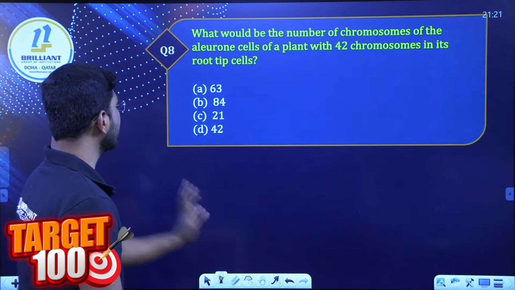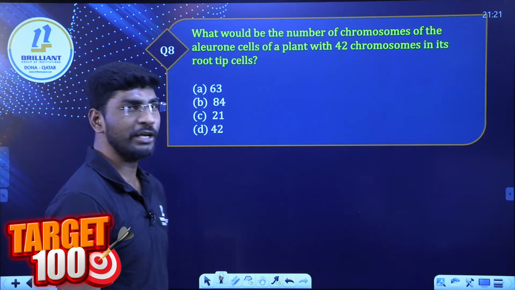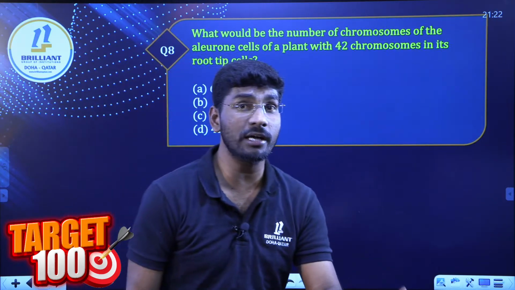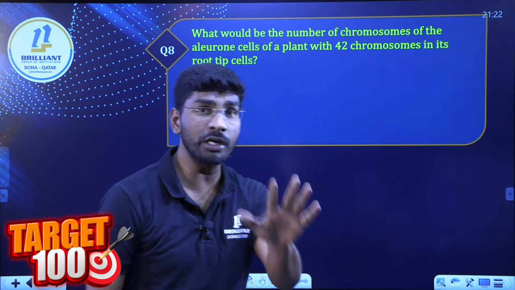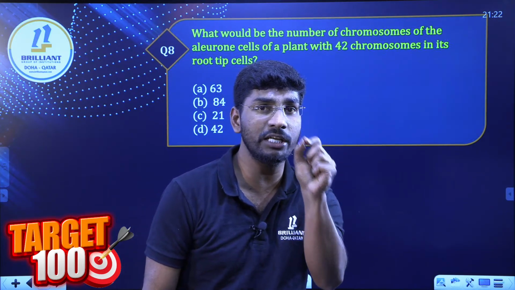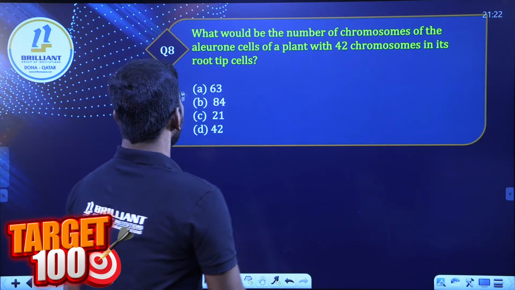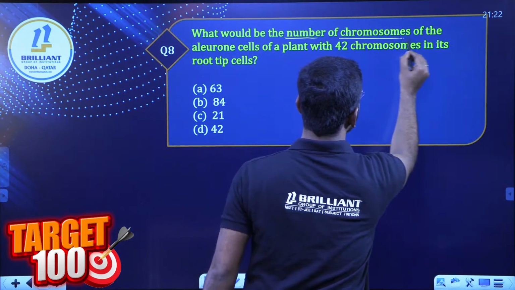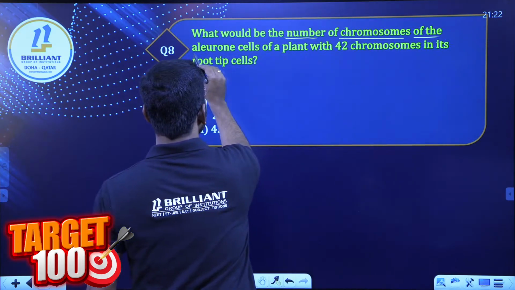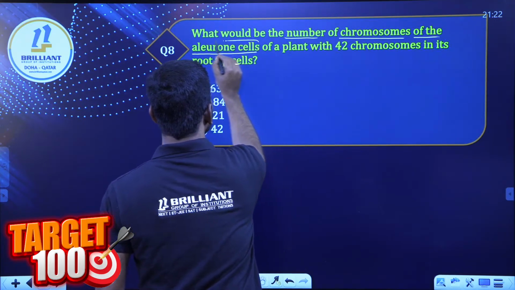Question number 8. Can you do this? This type of question comes very often. You have to find out the answer, and you have to read the question clearly. Look at each and every word of this question. What would be the number of chromosomes of the aleurone cells? Mark this one, aleurone cells.